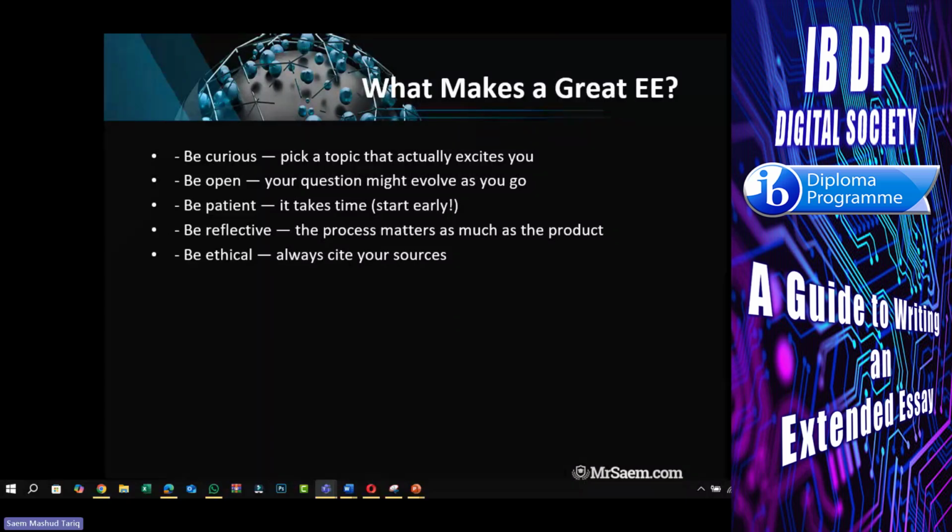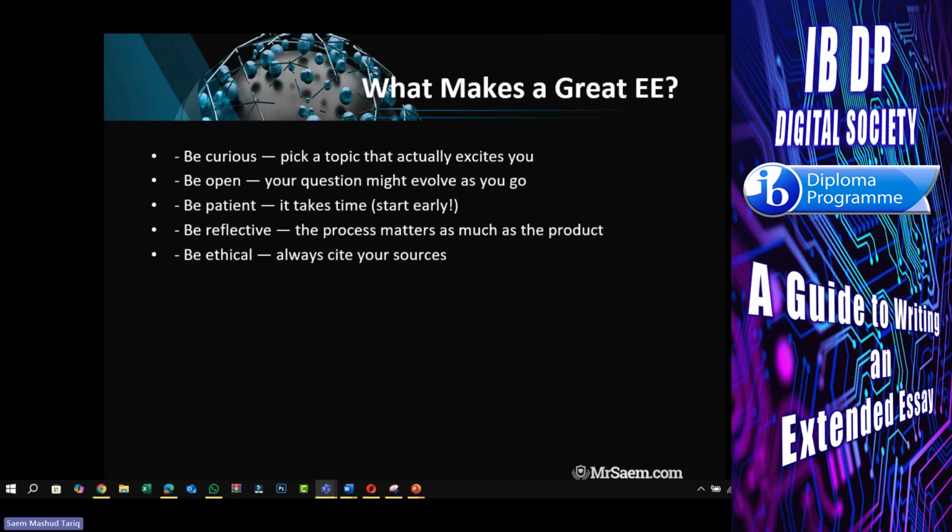These sound like very obvious points, but they're very important. Sometimes points which are very obvious are not very obvious. Keep in mind. Being curious: obviously, the topic that you've chosen, you have to be curious about it. Your questions might evolve as you go on. It should be open. You have to be patient. You have to make sure that this all will take time. You cannot do it in compressed hours.